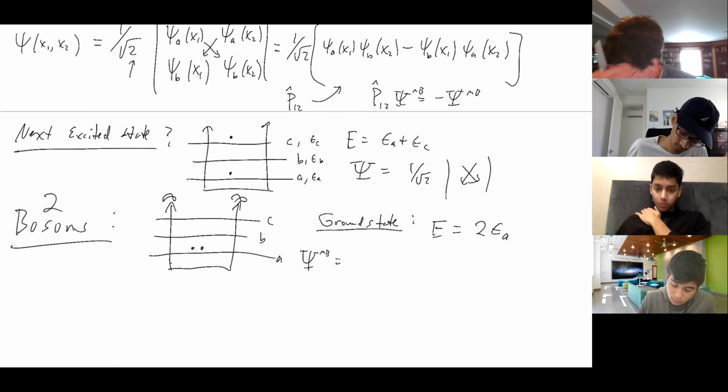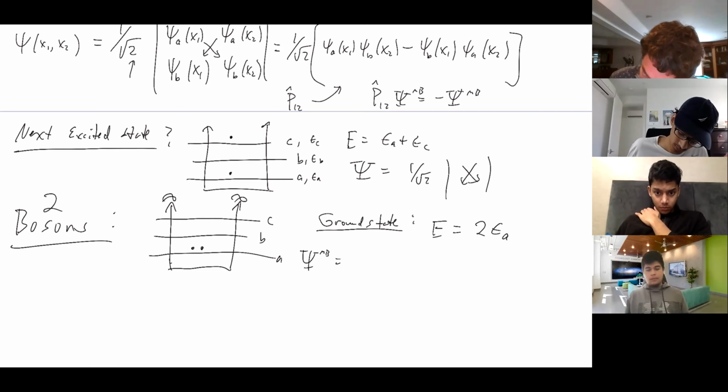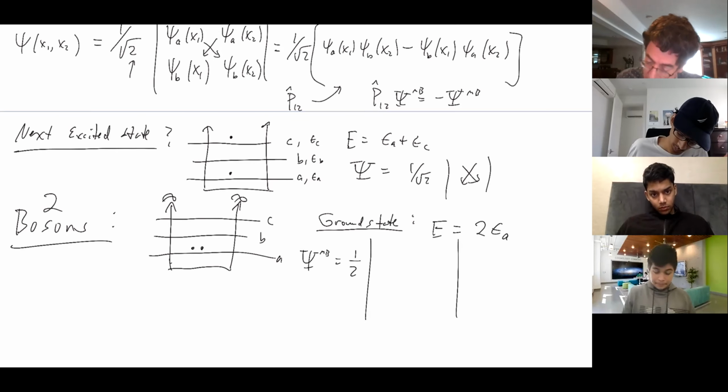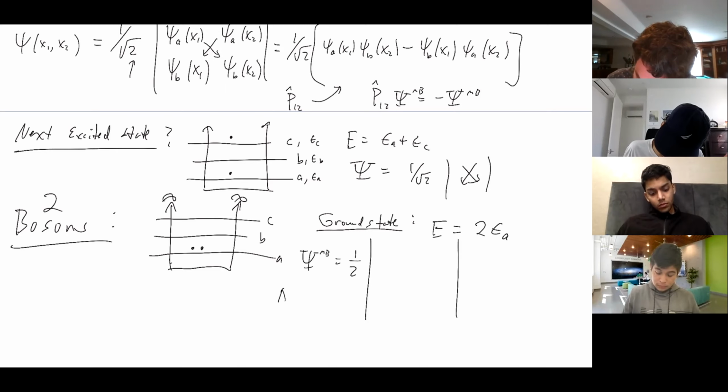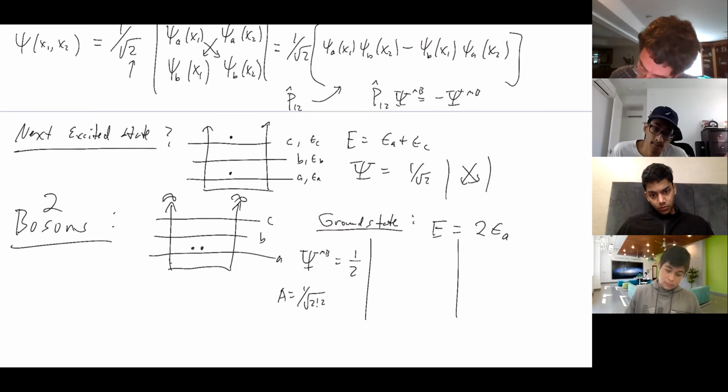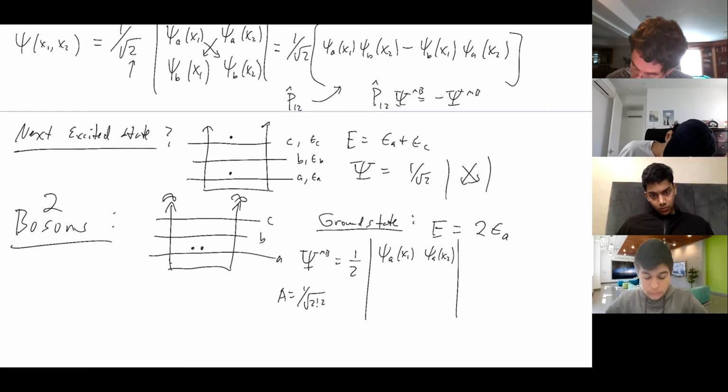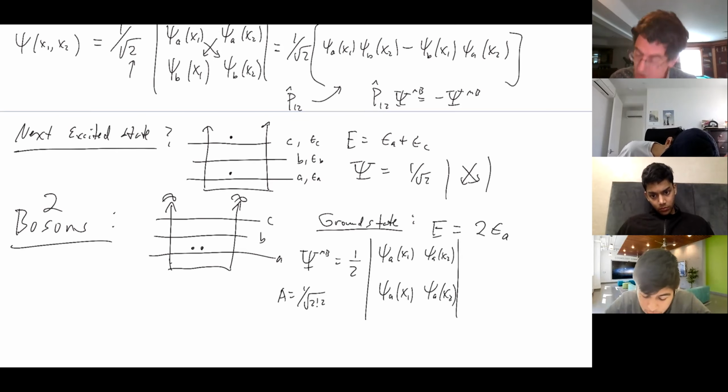If I do the normalization factor, it's going to be 1 over square root of 2 factorial times 2, which is 1/2. Now if I do the trick with the bosons, the first state is psi A of x1, psi A of x2. But then the next state is also psi A of x1, psi A of x2, because I'm putting them both in the same state. So the two rows are the same, but the columns denote the two particles.